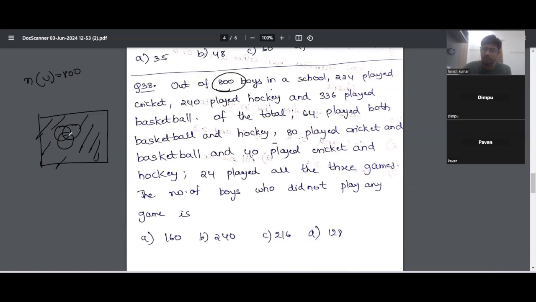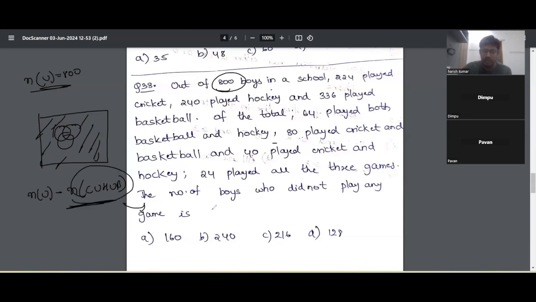So what do we have to find? The total is 800. He is asking who did not play any game. That means we have to find n of u minus n of cricket union hockey union basketball, because these are the people who played at least one of the games. From the total, if I remove this, I'll get the people who did not play any game. So I have to find n of c union h union b.